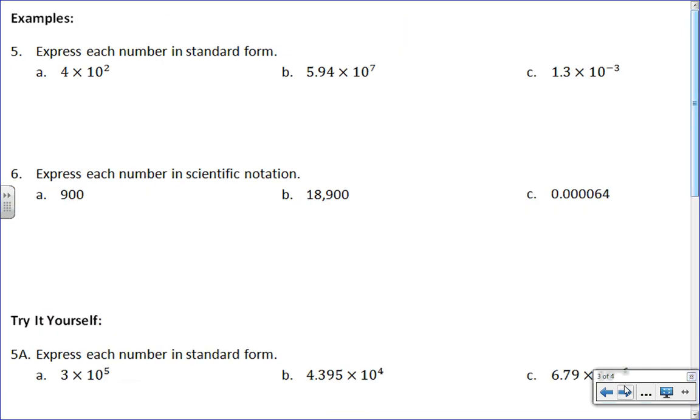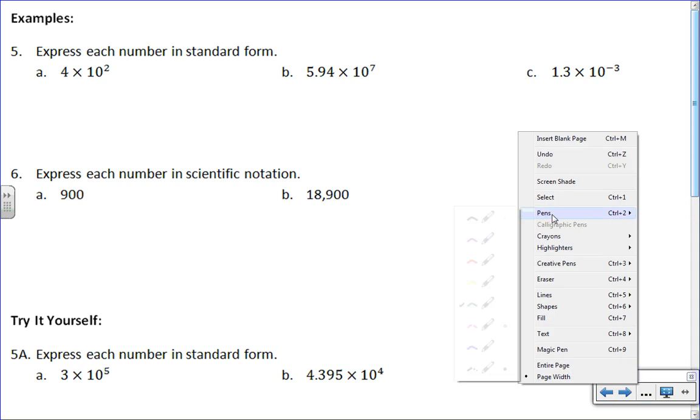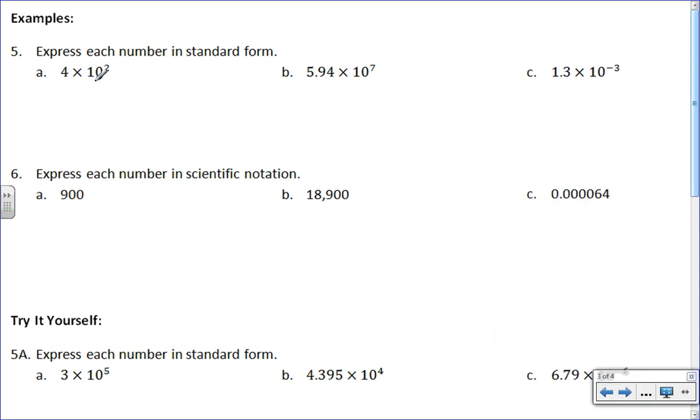Express each number in standard form. Okay, so the first one, we have 4 times 10 squared. And we know that with the 4, the decimal is right at the end, just because it's a whole number. So we want to move the decimal 2 places. And this is 10 squared. This is a large number because the exponent's positive. So I want to make this number larger to make it equivalent to this. So I'm going to move the decimal 1, 2 times, and I'm going to get 400. 4 times 10 squared is the same as 400.